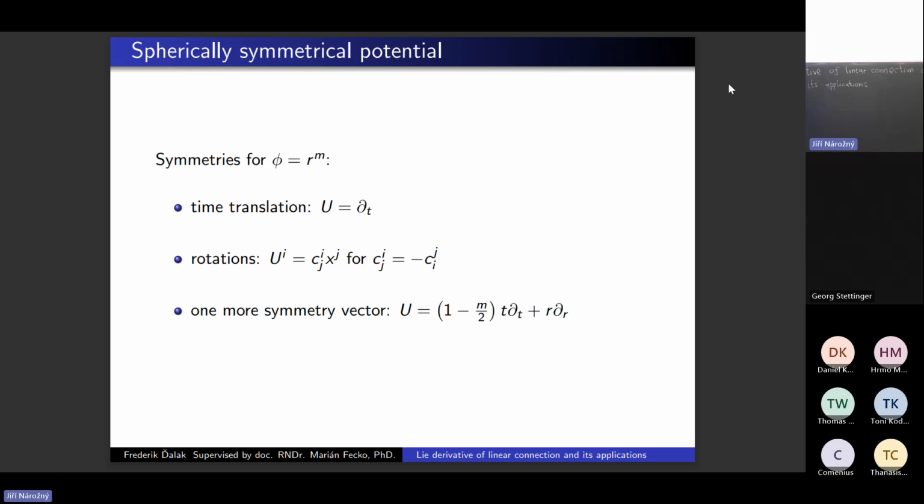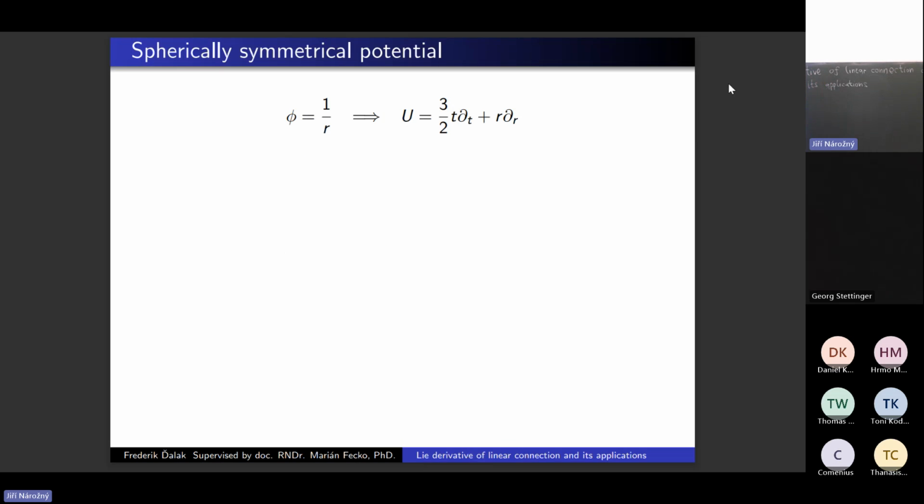The t partial t vector is a vector field which points that much more in the time direction the further you go in time, so it's going to sort of inflate the space-time in the time direction, and in turn the r part is going to inflate the space-time in the spatial direction. So this vector is going to inflate the space-time at some rate in the time direction and at a different rate in the spatial direction.